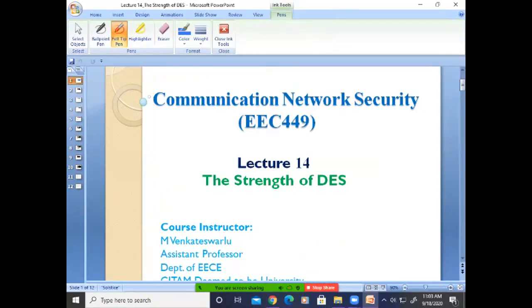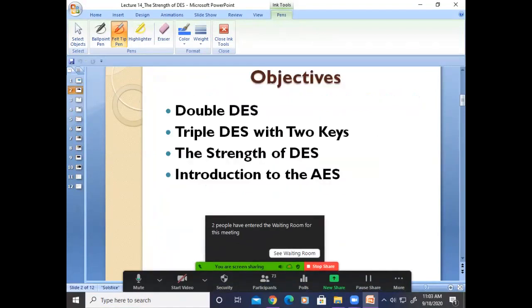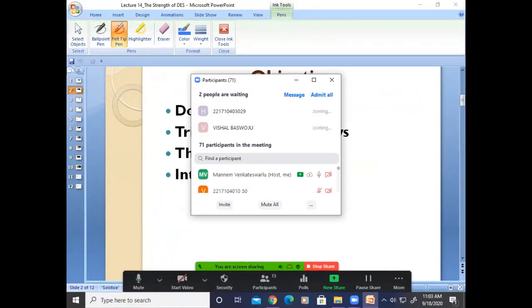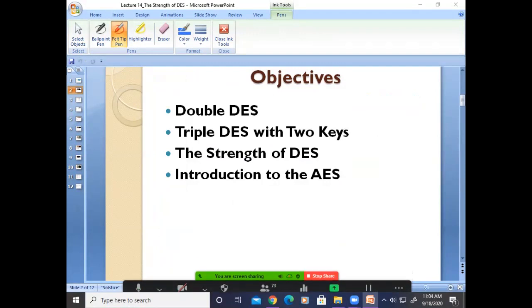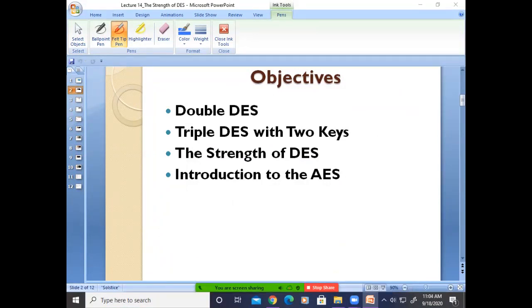Today, we will discuss the strength of DES. And also, I will introduce the AES algorithm. We will see only a brief introduction to the AES algorithm. And also, what is a double DES and what is a triple DES with two keys. So these are the objectives for today's lecture. First I will discuss the strength of DES, then double DES and triple DES, and finally I will introduce the AES algorithm.